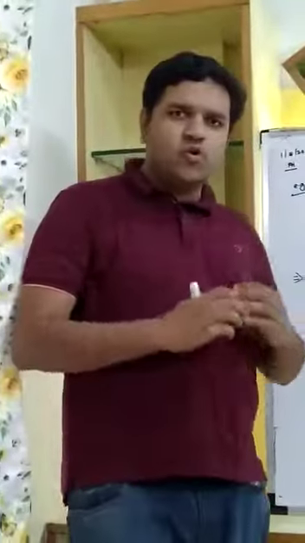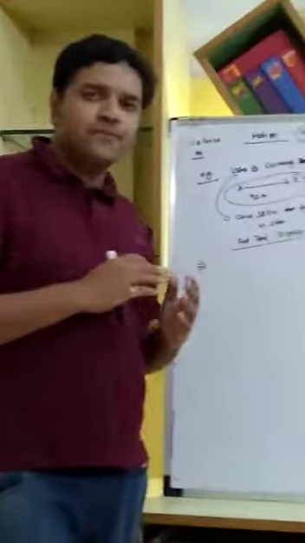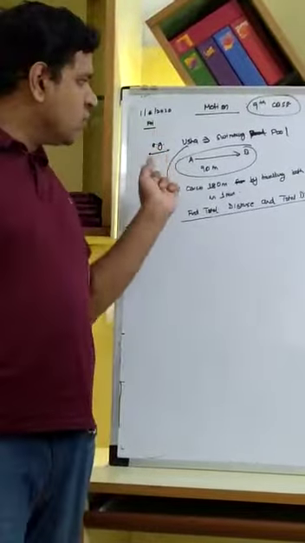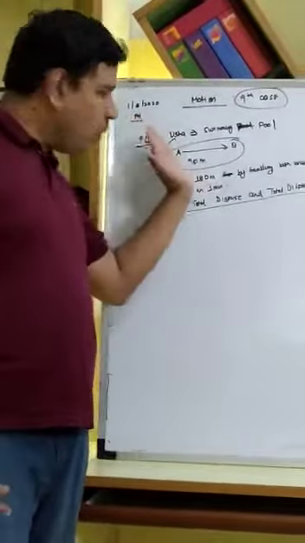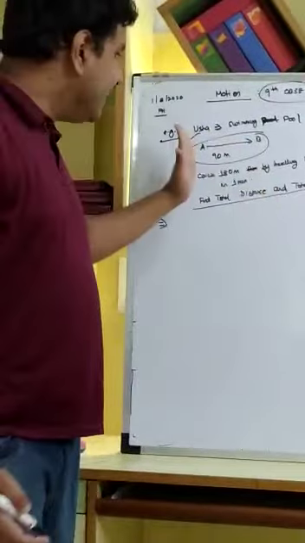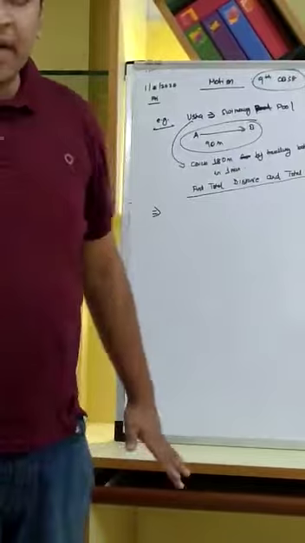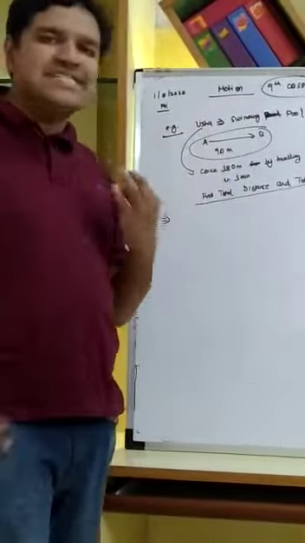Alright, so let's consider our next example. We have Usha, who is a very good swimmer. She's swimming in a swimming pool from one end of the swimming pool, which is my point A, to another end of the swimming pool, which is my point B. And that distance from A to B is 90 meters.